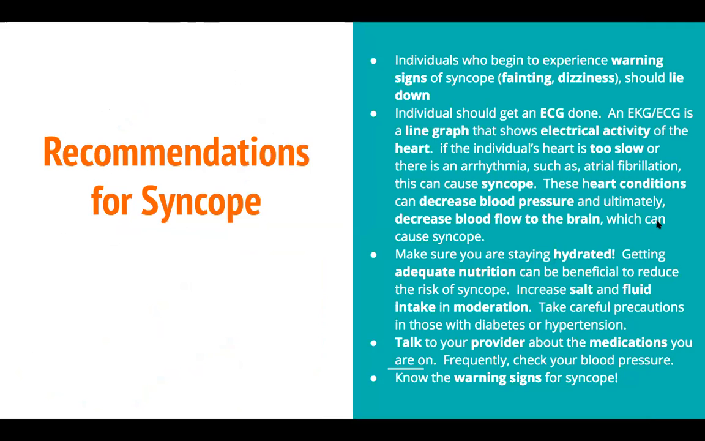Recommendations for syncope. Individuals who begin to experience warning signs of syncope, such as fainting or dizziness, should lie down. The individual should get an EKG done. An EKG is a line graph that shows the electrical activity of the heart. If the individual's heart is too slow, or if there is an arrhythmia, such as atrial fibrillation, this can cause syncope. These heart conditions can decrease blood pressure and ultimately decrease blood flow to the brain, which can cause syncope.